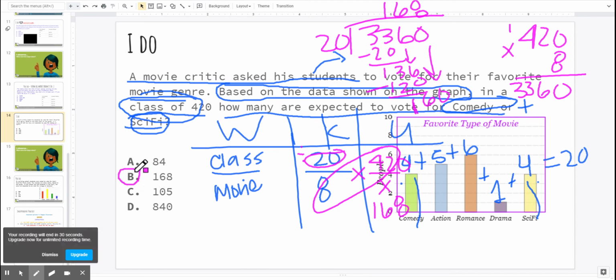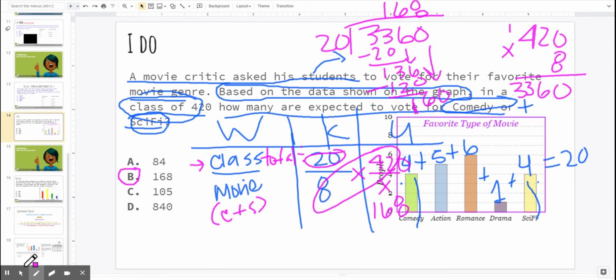168 people. Again, you're comparing the class, the total amount of people, to the movie, which is the total amount of those movies, which in this case was comedy plus sci-fi. And that's how I get these numbers. And that's it, my ladies.